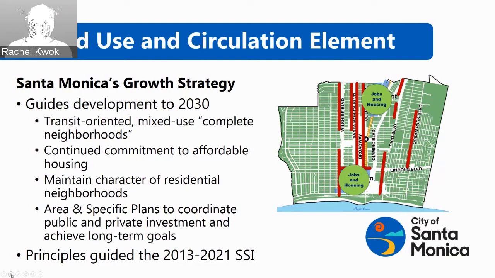The LUCE also called for a commitment to affordable housing. With the housing element, we are looking to accommodate that 70% of our 8,800 units will be low income. And so by developing and ensuring that housing is located near transit, we can maintain the character of the residential neighborhoods. These are the principles that guided the 2013 and 2021 SSI, and we anticipate that it will be the same guiding factors for the upcoming SSI.